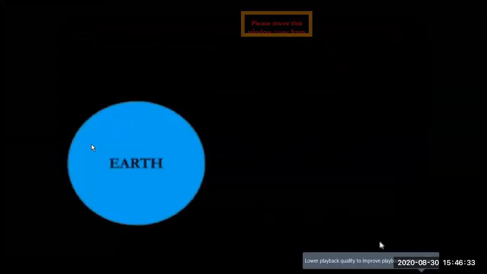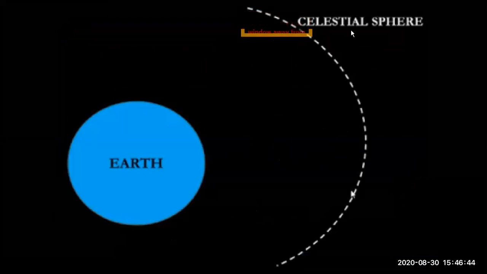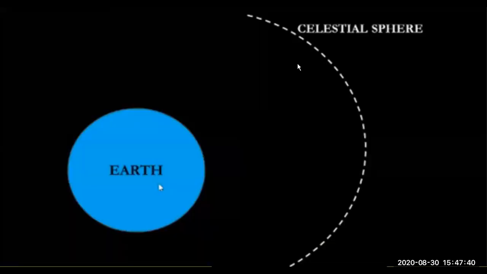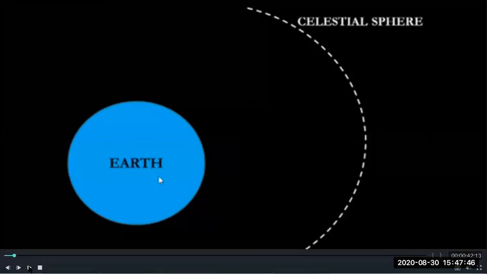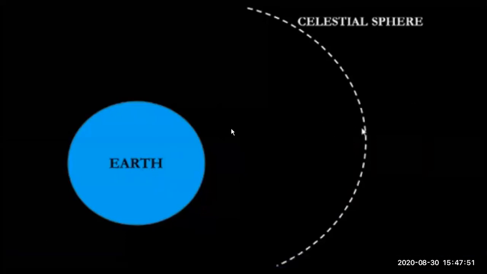So let us start with celestial navigation basics. This is Earth, and we will see this is the celestial sphere. The celestial sphere is nothing but an imaginary sphere which is concentric, meaning that Earth and its celestial sphere both have the same center. It is an astronomical projection of Earth at infinite distance, infinite radius. So this is why it is called a celestial sphere.